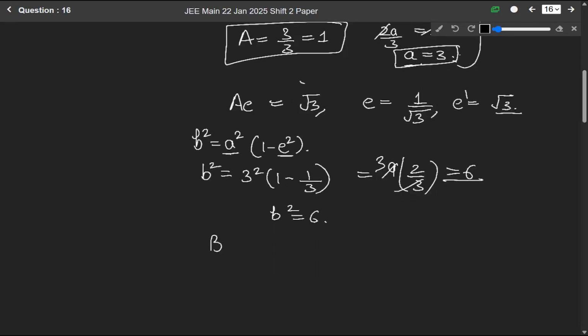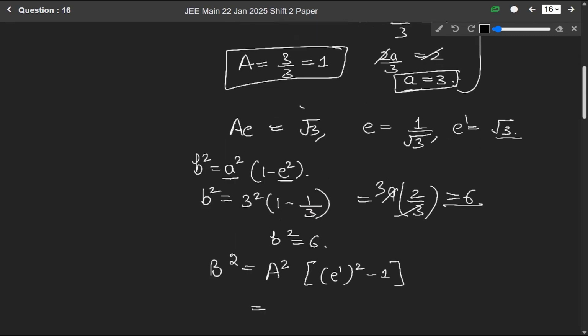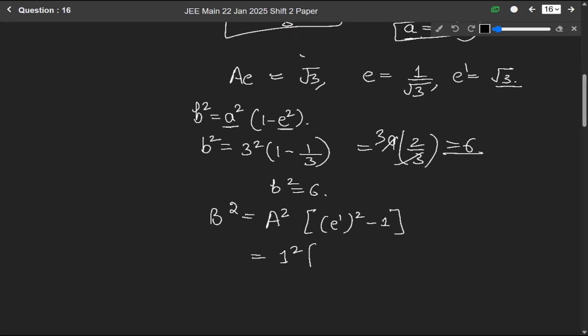So again, this capital B square will be capital A square into E dash square minus 1. So solving it, capital A is 1. So 1 square, and E dash is root 3 squared, which means 3, minus 1. So it will be equal to 2. So from here capital B square equals 2.